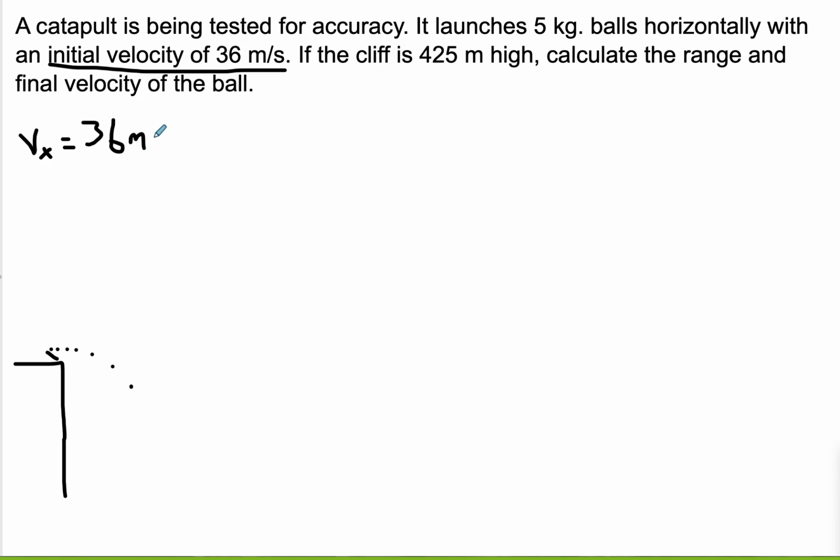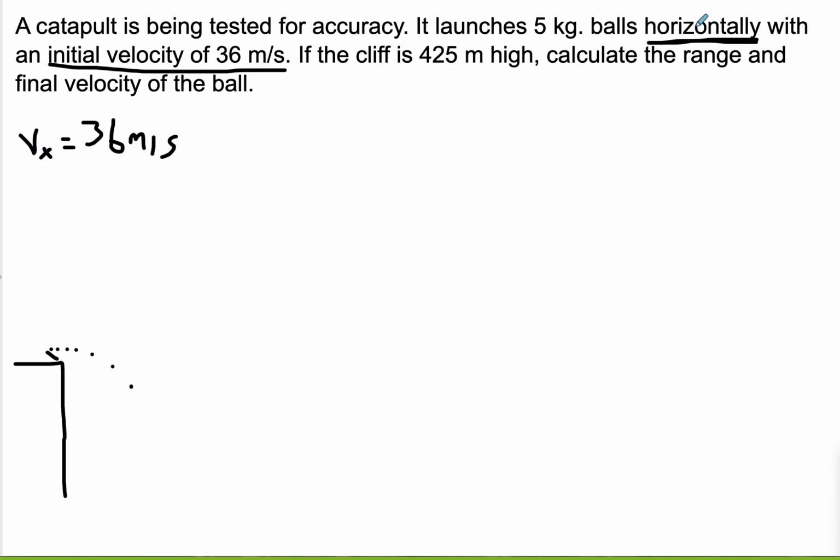So when it says initial velocity, then we think that it's Vx. Well, there are a few other clues. When it says horizontally, right, got it. Because it says that they're being launched horizontally, horizontally is in the x direction, so that means it's Vx.